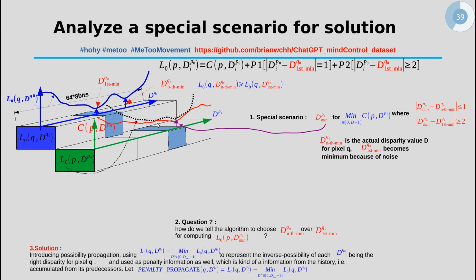So the solution is this: when you look at this curve, can we interpret it as a kind of probability of being the right disparity? For example, this is the minimum, and it's inversely proportional to that probability. When it becomes the minimum, it is highly possible that this is the right disparity position for this neighbor Q0.